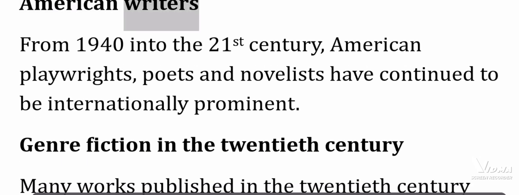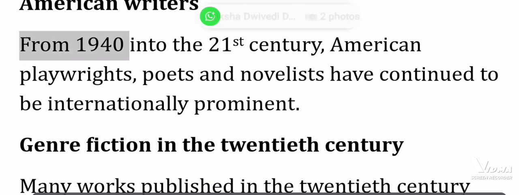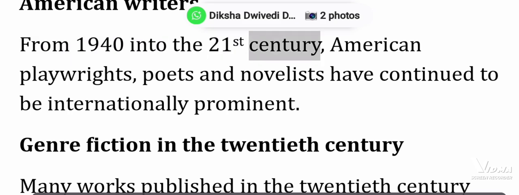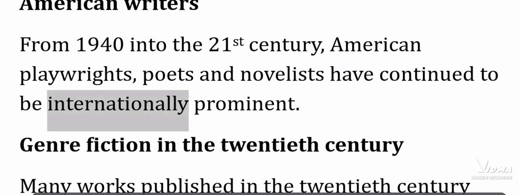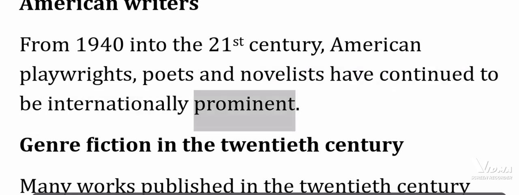American writers. From 1940 into the 21st century, American playwrights, poets and novelists have continued to be internationally prominent.